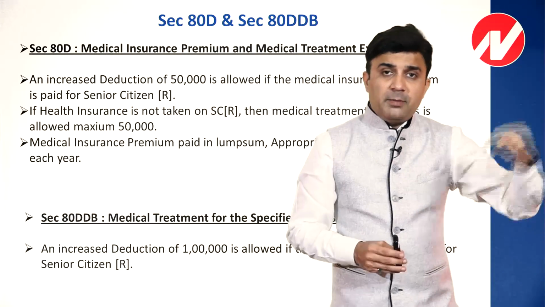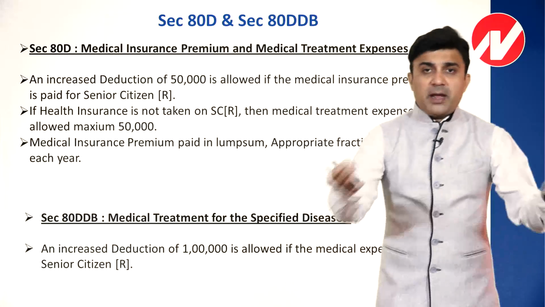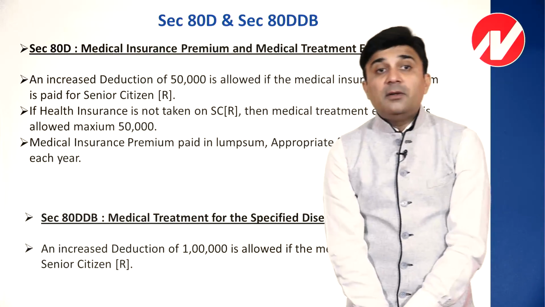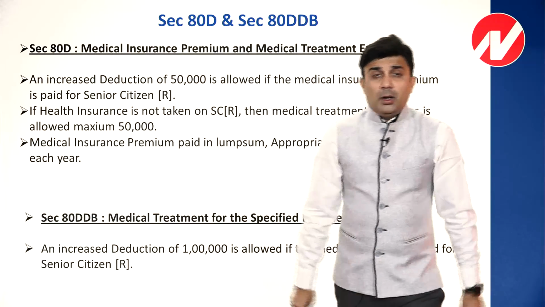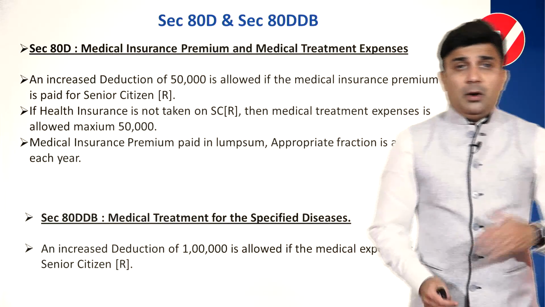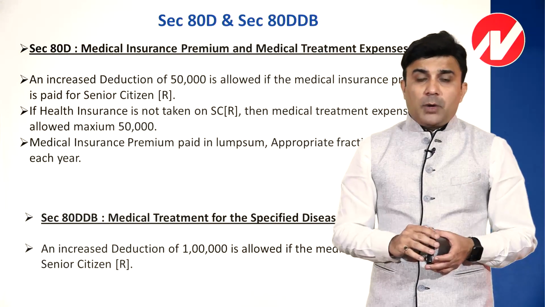Meaning thereby, I got 23 for my wife and my dependent daughter, and 50 for parents. My aggregate deduction under Section 80D will be 73,000. This is one. Second, sir, in the old days it was insurance for 12 months.